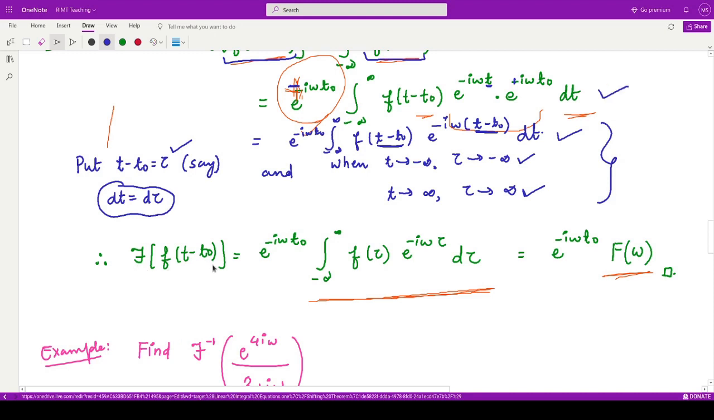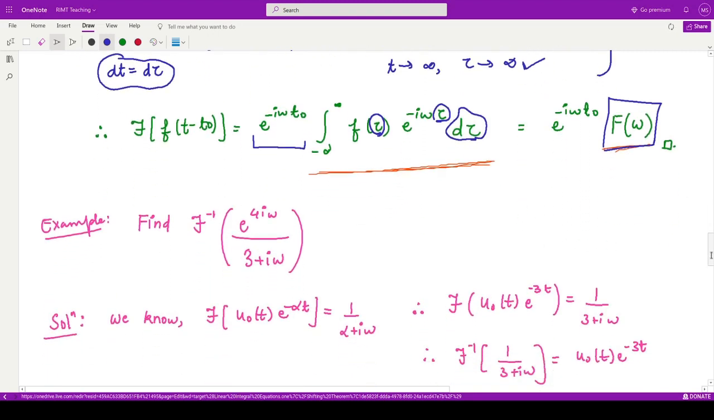So when you substitute all these limits, the Fourier transform of f of t minus t naught is equal to e to the power minus iota omega t naught, integration from minus infinity to infinity of f of tau e to the power minus iota omega tau d tau, right? By definition, this is equivalent to F of omega, because it does not matter what variable we use; what matters is that we integrate with respect to the same variable present in both places. So according to this definition, this is the proof.